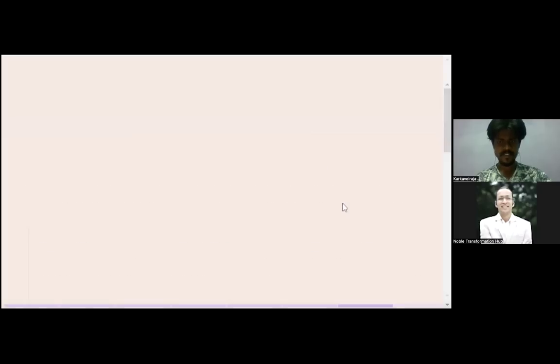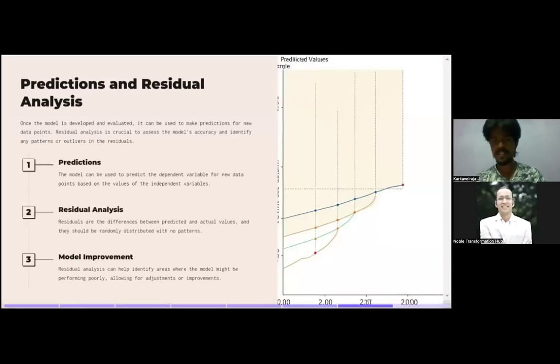Yeah, sure, sir. So moving on, prediction and residual analysis, guys. This is also one of the key important things you need to know whenever it comes to a regression problem, not just regression, any algorithm. Once a model is developed and evaluated, it can be used to make predictions for data points. Residual analysis is crucial to assess the model accuracy and identify any pattern or outlier in the residuals. When you go for unseen data, how well your model performs is what prediction and residual analysis tell us. Let's see them one by one.